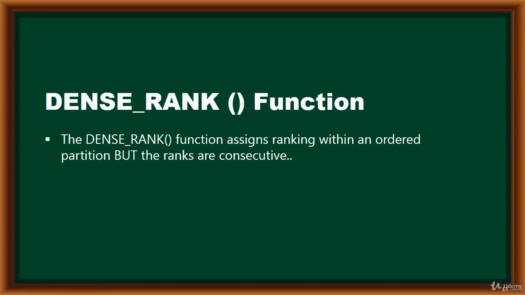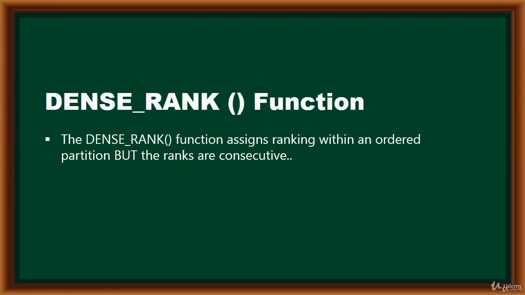In this video, I'll be showing you how the dense_rank function works in PostgreSQL. It's similar to the rank function in that it assigns ranking within an ordered partition, but the difference is that the ranks are consecutive. What I mean by that is that the same ranks are assigned to multiple rows and no ranks are skipped.